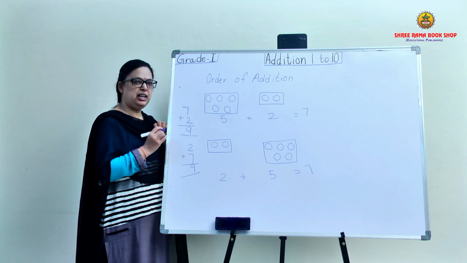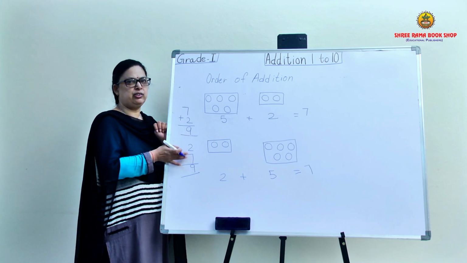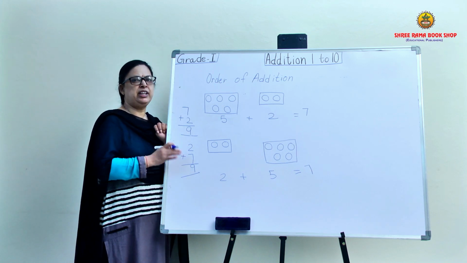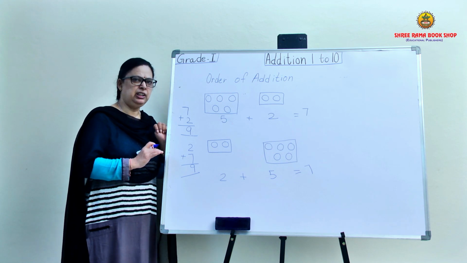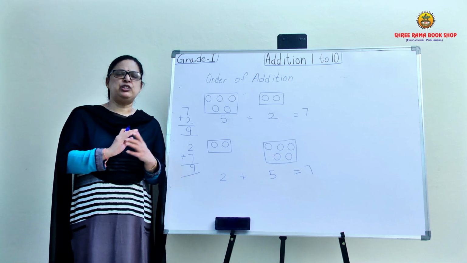So what did you understand? Whichever order we write this number, when we change it the other way also, the answer will remain the same. Am I clear, children? Now there are a few sums given in your textbook. Please do those sums.